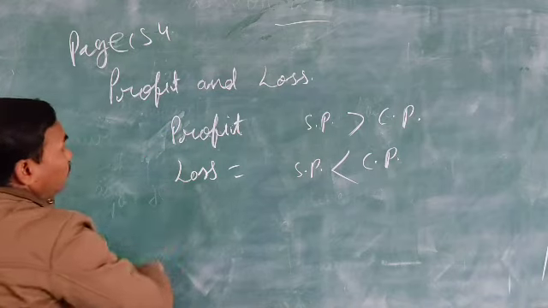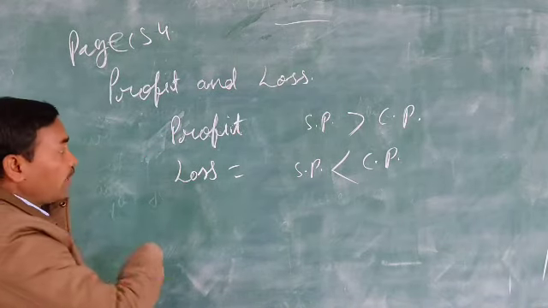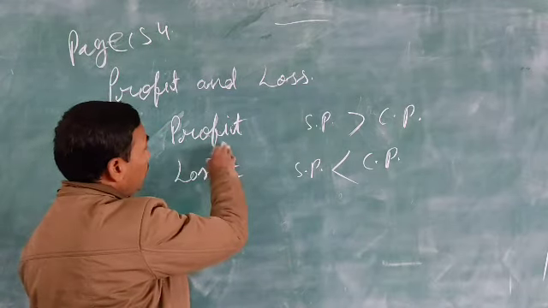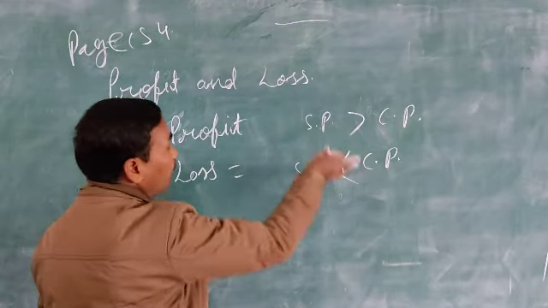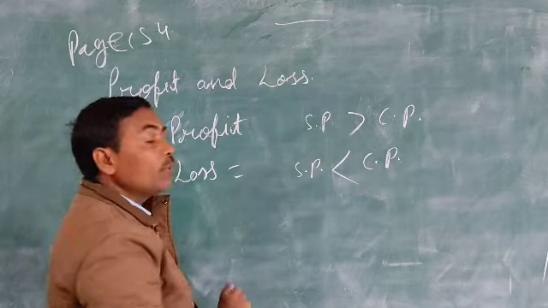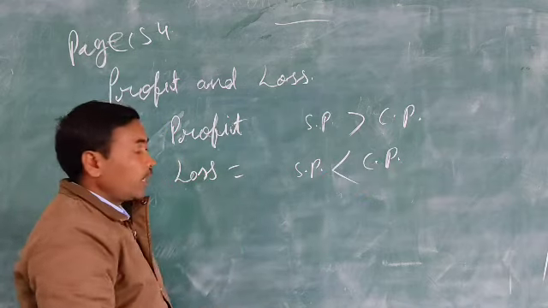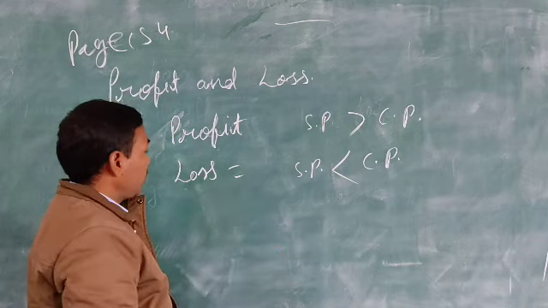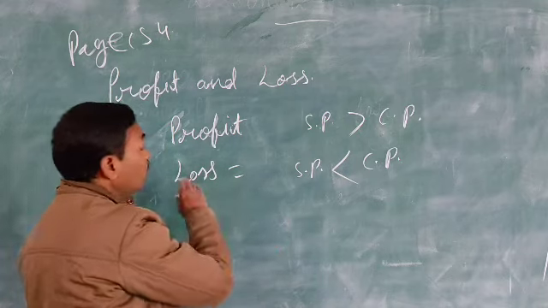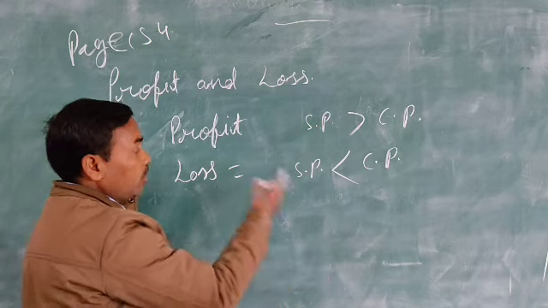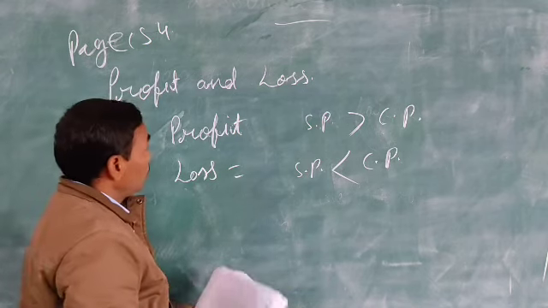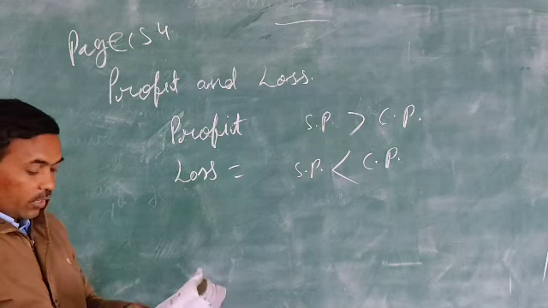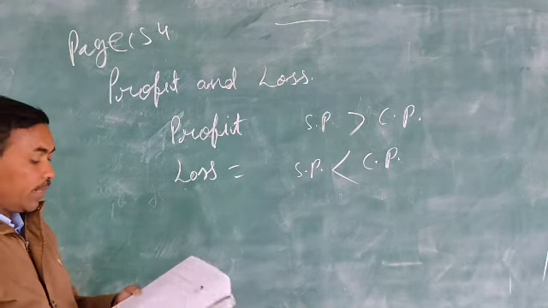And both profit and loss we can obtain by subtracting. If there is profit, you can obtain the profit amount by subtracting CP from SP. And if the cost price is more than the selling price, in that case you obtain the loss by subtracting SP from CP. So keep these things in mind and you can start to solve the exercise.